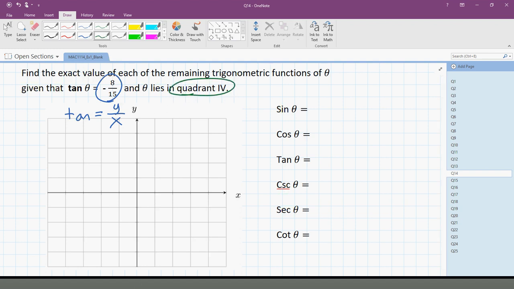What do we know about points in quadrant 4? Yeah, you do. Promise you know stuff. We know that x has to be positive and the y has to be negative. And that's where you'll figure out where the negative belongs in your fraction.